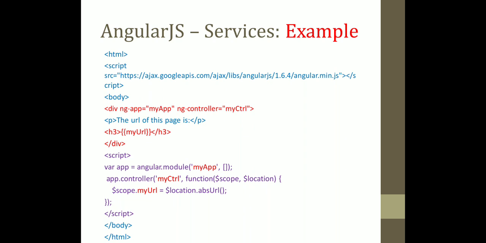Okay, so now we will see this $scope object is used with myUrl, that we have provided as an expression in the above part. So myUrl equals $location.absUrl, that is a function. So it will give you the location of that particular source or that URL that we are dealing with. Okay, and there is the end of script, body and HTML.